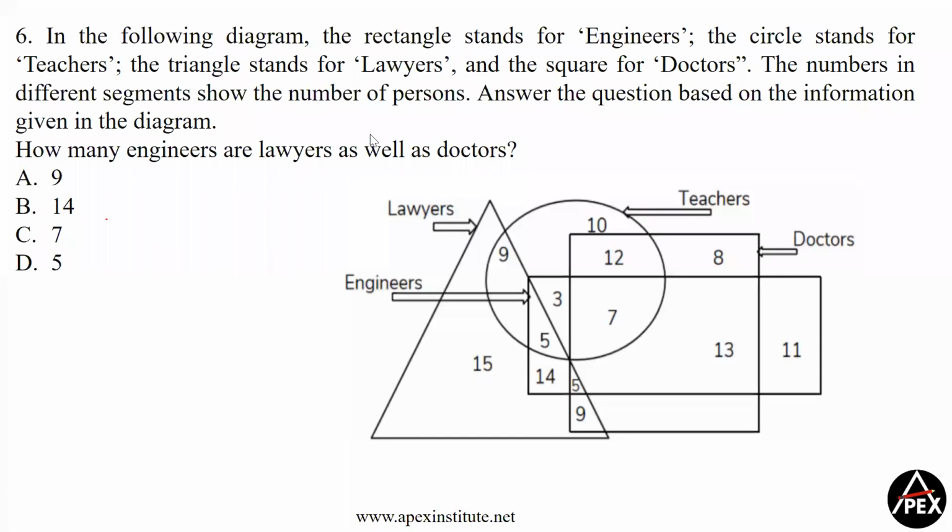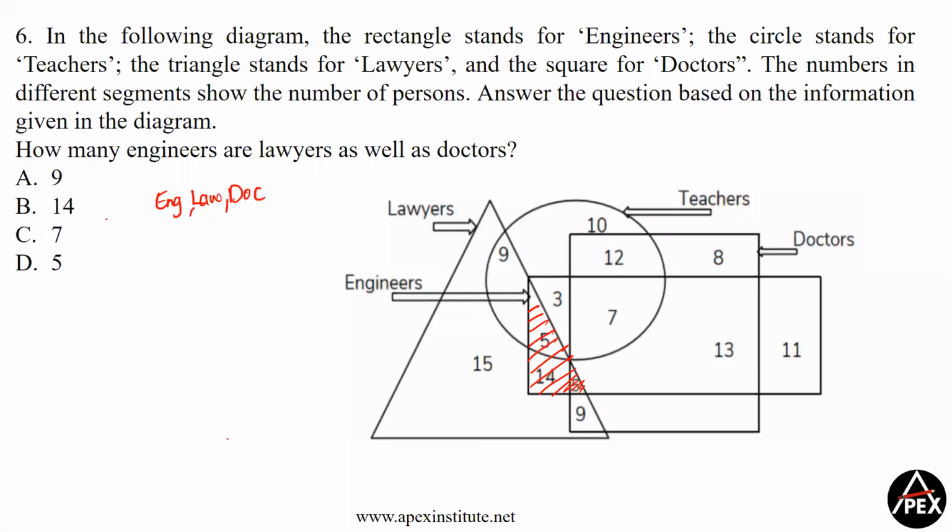Now, in the following diagram, the rectangle is already mentioned here. So how many engineers are lawyers as well as doctors? First we need to find the common region between lawyers and engineers. Lawyers are represented by triangle and engineers by rectangle. So this is the common region, isn't it? Lawyers as well as doctors. So what do we need to find? We need to find the common region between engineers, lawyers, and doctors.